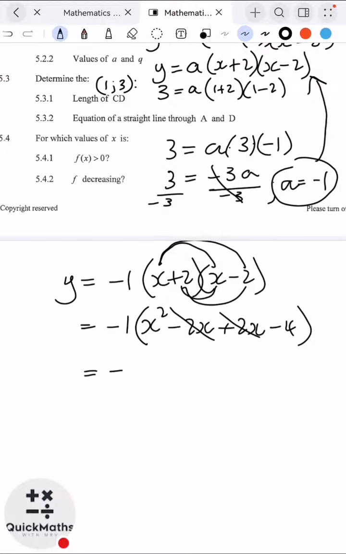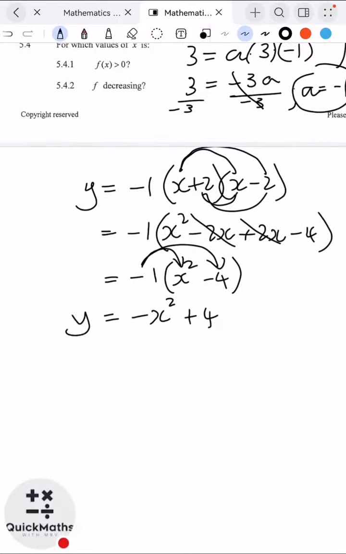So I'm going to have minus 1, open bracket, x squared minus 4. This negative has to multiply in, so it is now minus x squared plus 4. There's our equation, right? This was y. y is equal to that.